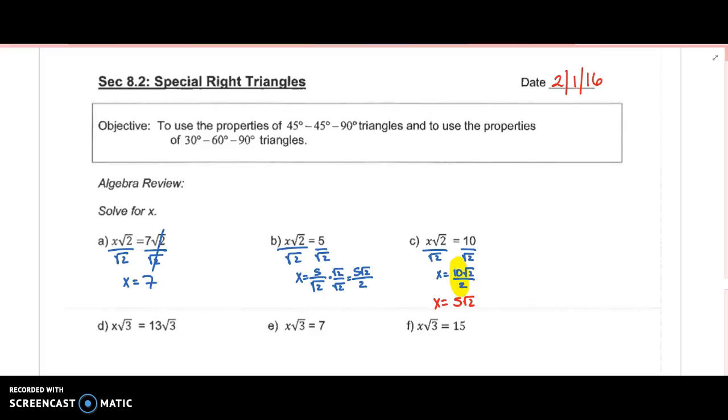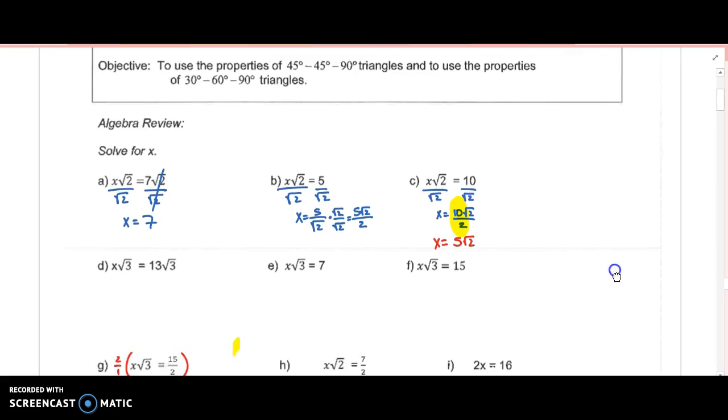Okay, so here we are. We're going to start with, and we're learning about special right triangles. And before we can dive into special right triangles, we need to look at a little bit of algebra here.